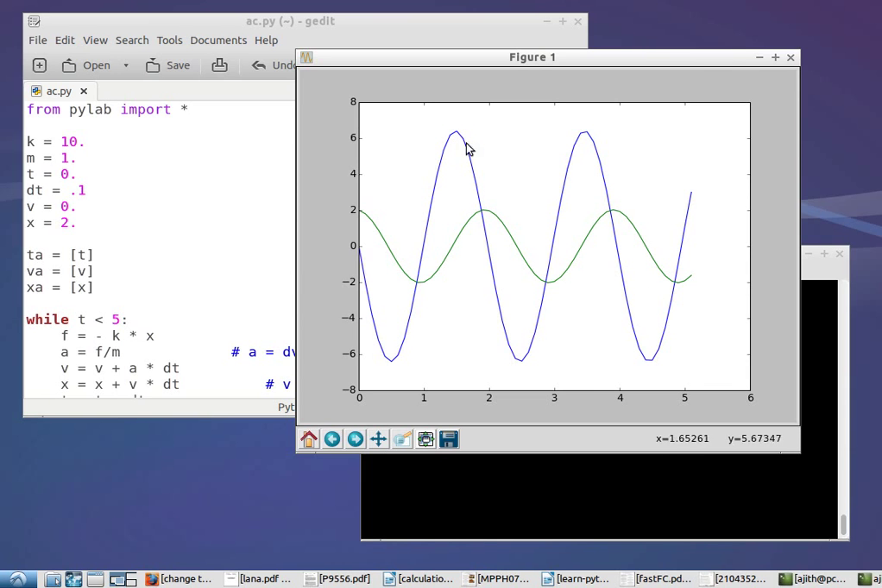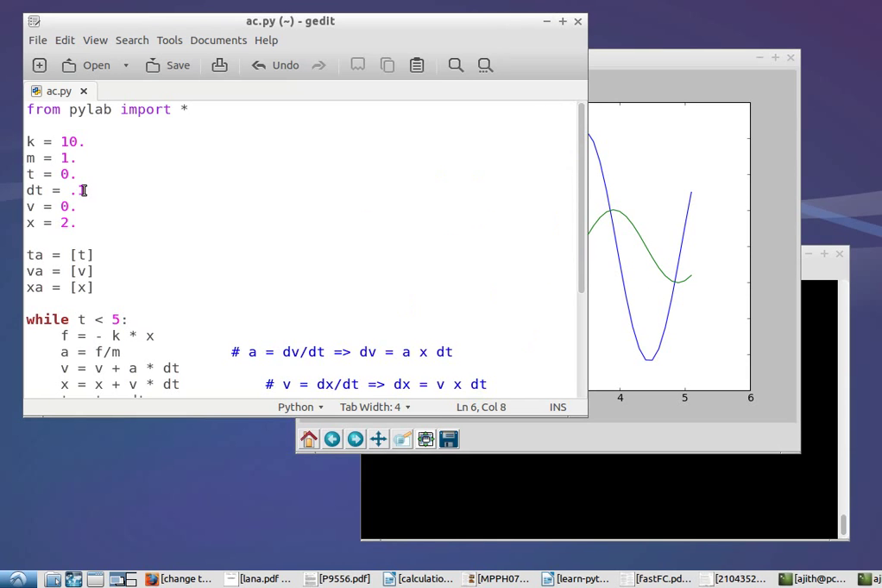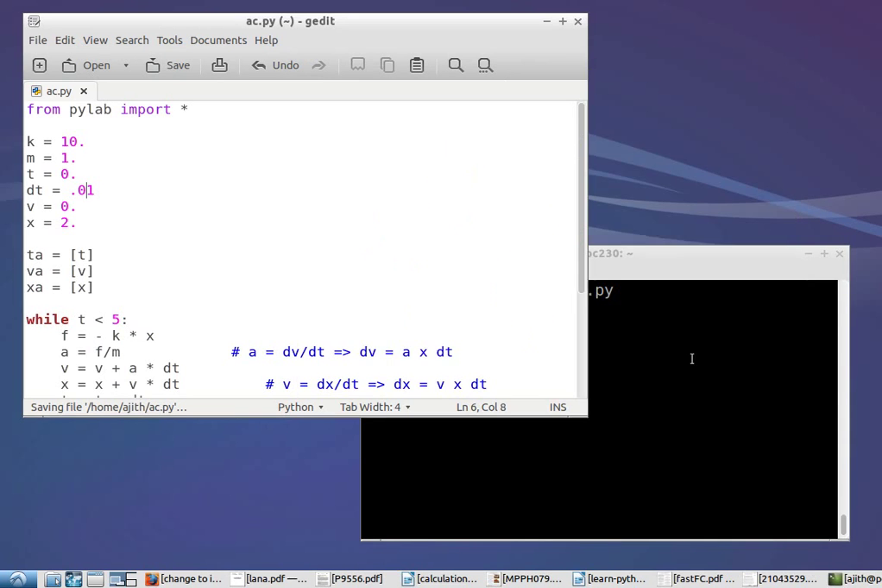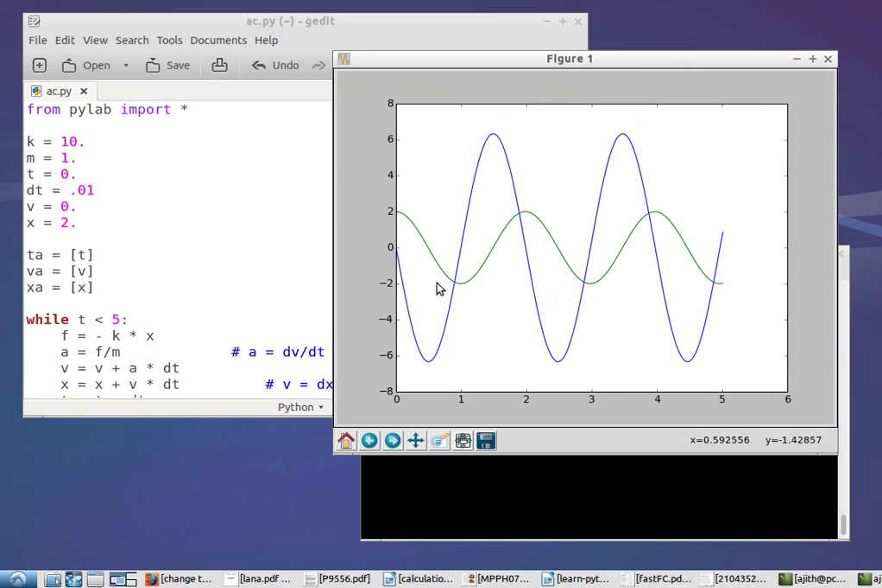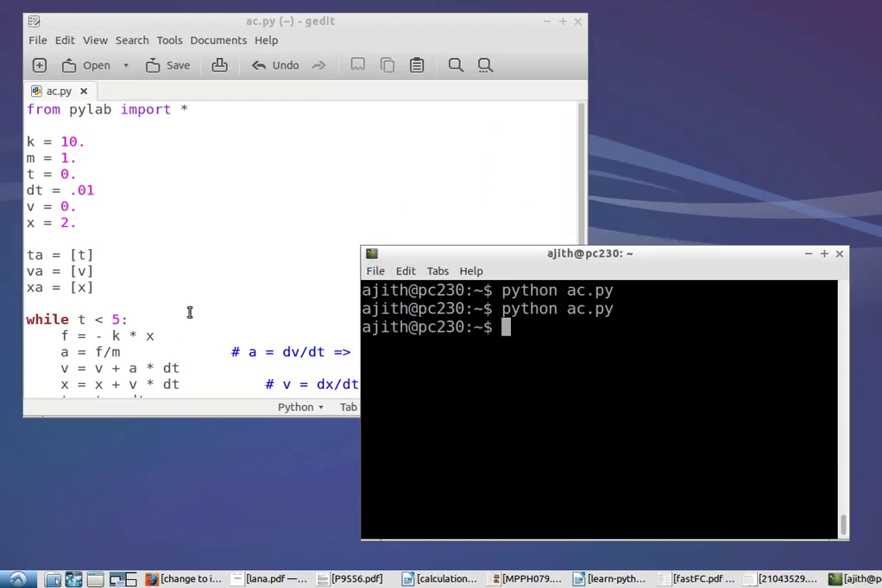So to make this slightly smoother, we can reduce the value of dt. Suppose we make it 0.01, so our result becomes slightly better. So now, as you can see, with time the position is oscillating between 2 and -2, and velocity is also oscillating.